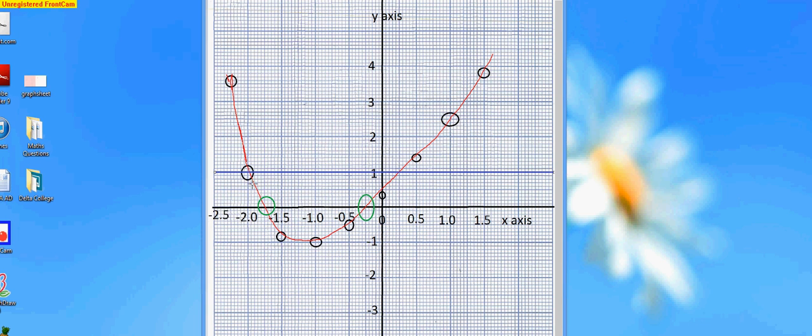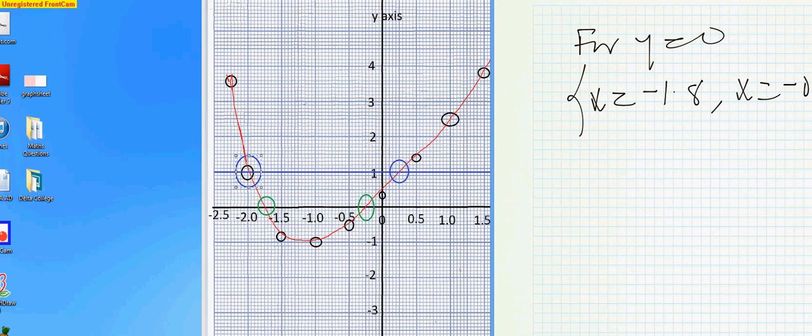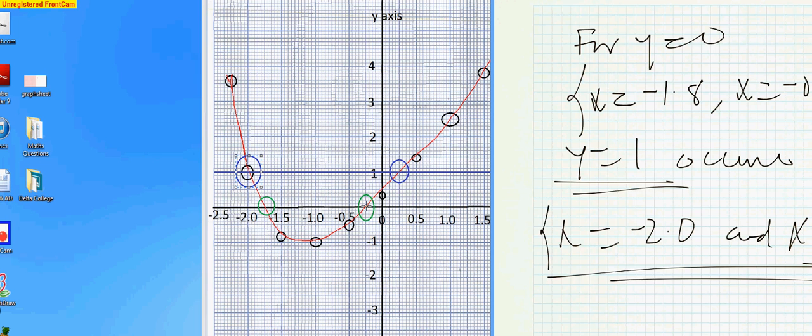So y is equal to 1 occurs at this point and at that point. Now I'll come back here and draw this little shape. y is equal to 1 meets the curve at this point, and also at this other point, which is almost the same point as before. So y is equal to 1 occurs at x is equal to negative 2.0 and x is equal to about negative 0.25, I think. Right here, this is 0.25. So these are the 2 points that satisfy that equation as well.